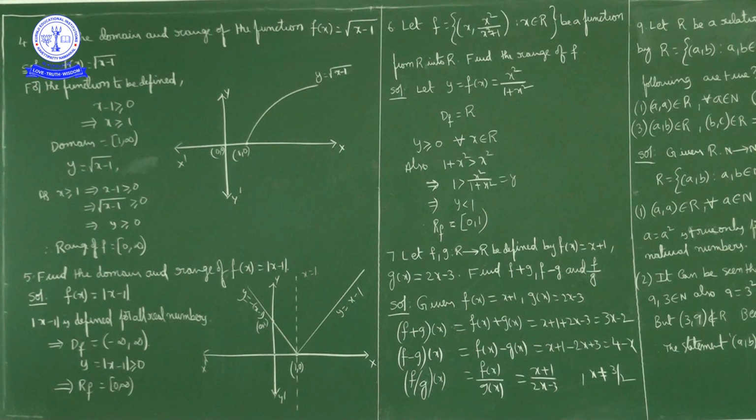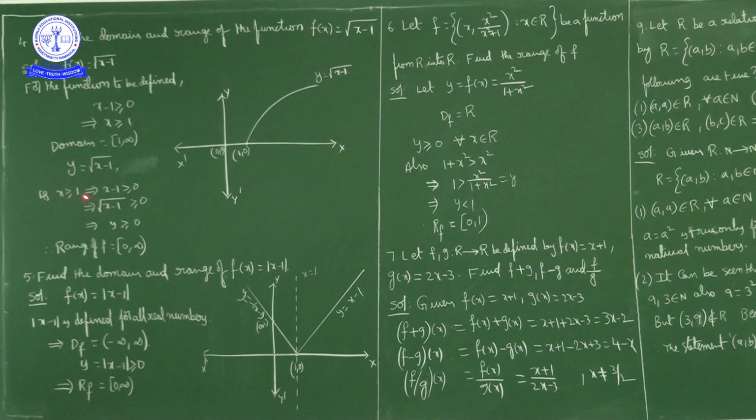Now what about range? What is the function here? f of x equal to square root of x minus 1. f of x is nothing but y. y is equal to square root of x minus 1. Now here domain means x values, range means y values. What values are we giving for x? x value is 1, 2, 3, 4 and so on. So x value is greater than or equal to 1.